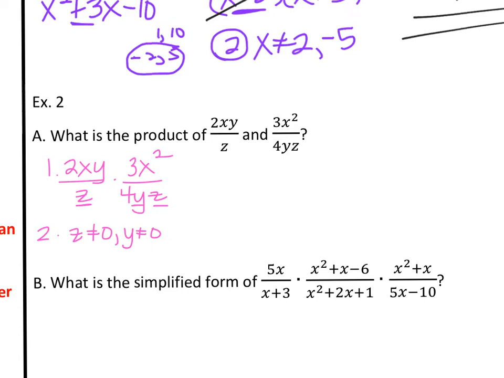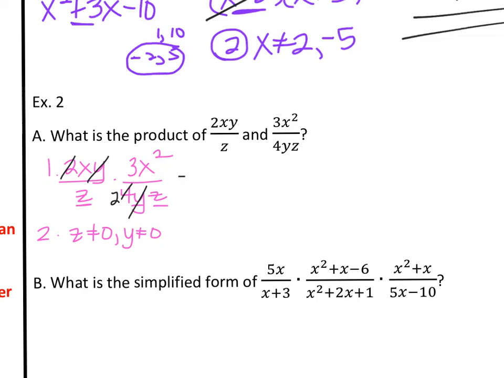For step 3, let's see, what could we reduce? I can see that we have a 2 on top and a 4 on the bottom, so we could reduce that 2, because 2 goes into 4 twice. There's an x on top, but no x on the bottom. There's a y on top and a y on the bottom, so those could reduce. And we can reduce those because there's no addition or subtraction.